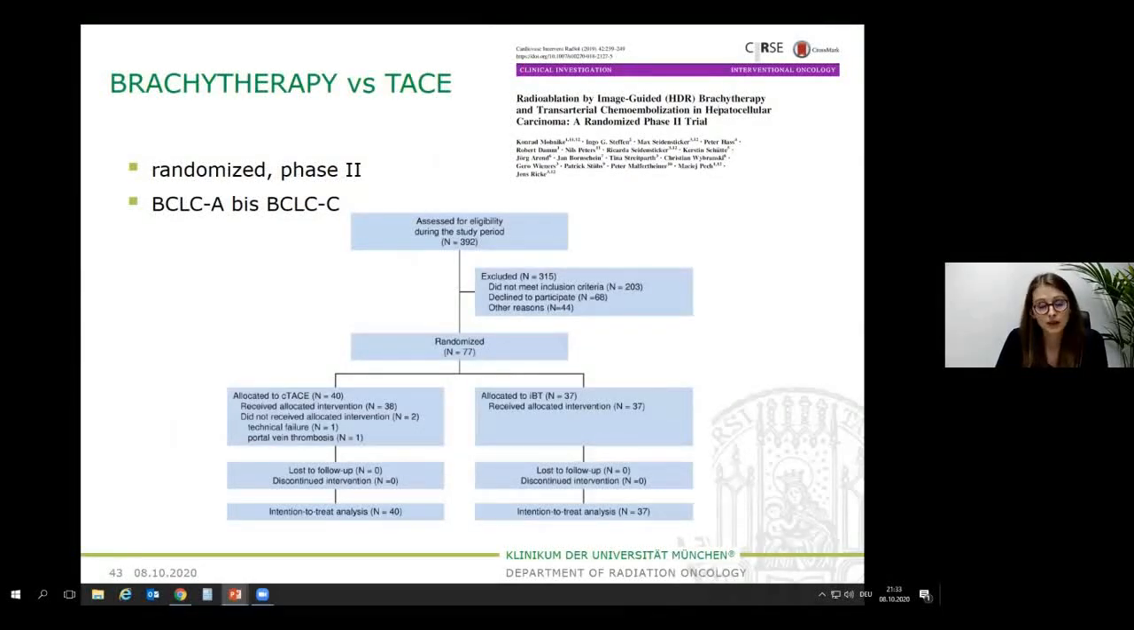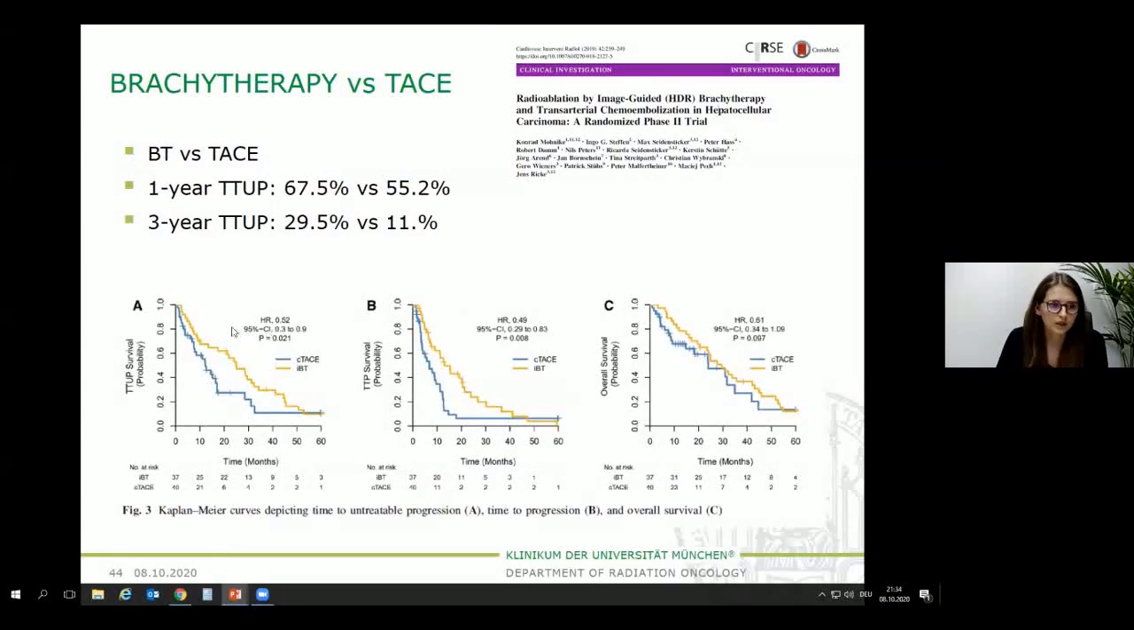There is some randomized evidence also for brachytherapy in HCC. This trial randomized brachytherapy versus TACE. What you could see in the results is that the time to untreatable progression was better for brachytherapy, which is the yellow line, than TACE, which is the blue line. But if we go to the very right side, this is the overall survival. It has no impact on the overall survival. Usually that's because you have a crossover, so patients who have a progression on TACE then finally get brachytherapy or other local ablative treatments. That's why the overall survival stays the same.